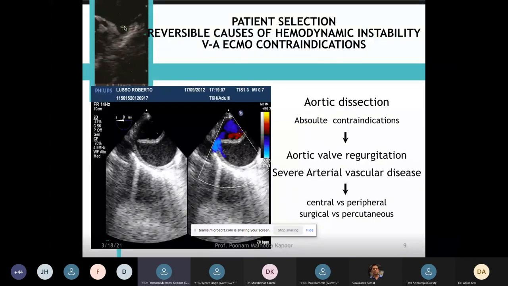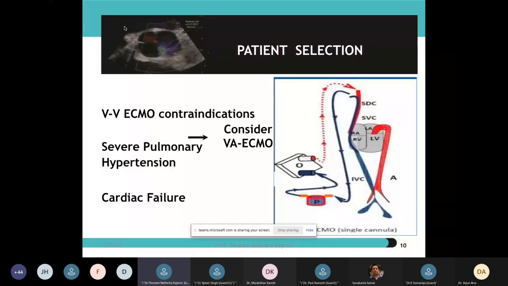A relative contraindication is an aortic valve regurgitation for a VA ECMO. Why? Because with afterload increasing and the LV distension further increasing, the AR would increase more if the VA ECMO is put than with a VV ECMO. So if ECMO is much needed and an AR is there, a VV ECMO is a better choice. But a VV ECMO should not be put in a patient with severe pulmonary hypertension. You should prefer a VA ECMO there.